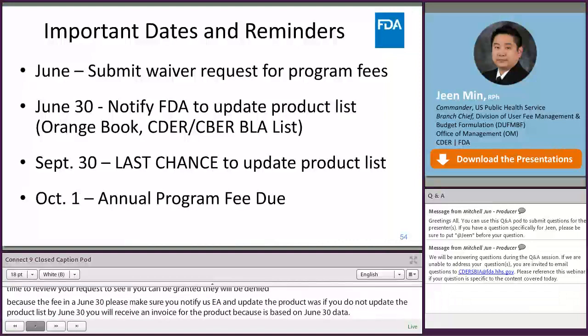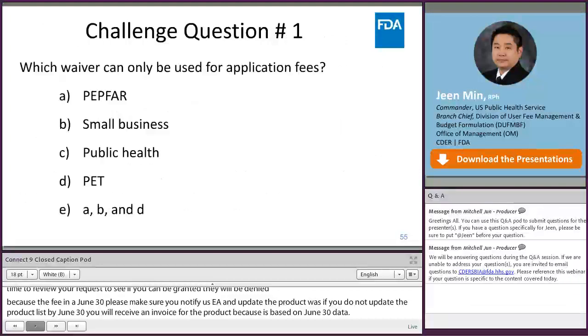As I mentioned before, I have had firms who stated that they are discontinuing or no longer marketing the product, but they didn't notify us until after the fiscal year started. Unfortunately, the statute does state that if you are on the product list as of October 1st of that fiscal year, you will be invoiced a program fee. And once again, the annual program fees are usually due on October 1st.